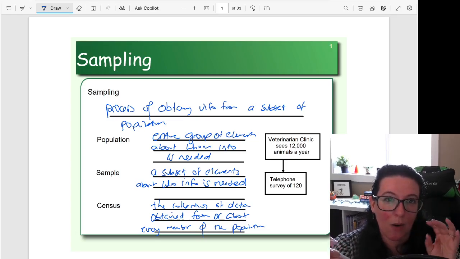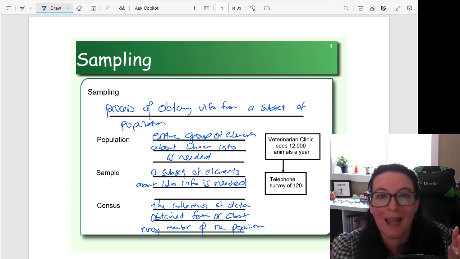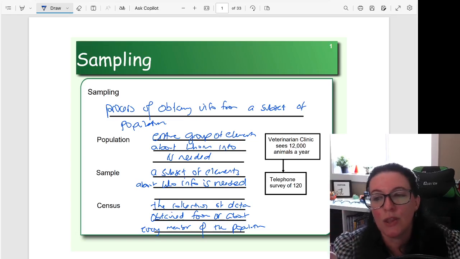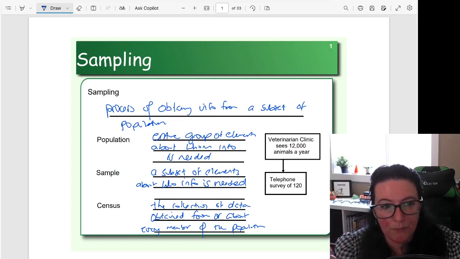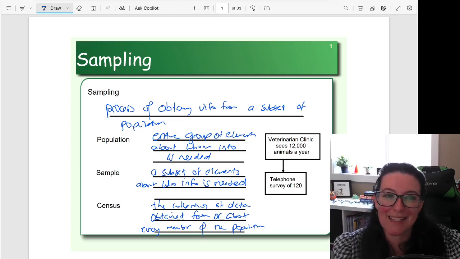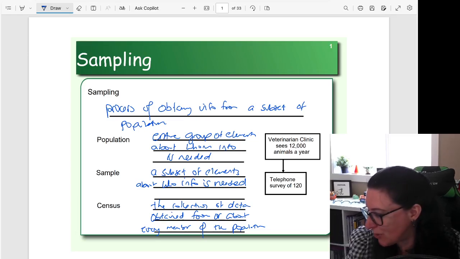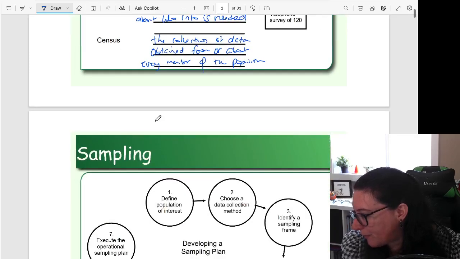Also, depending on how we do our sampling method, how we select people, that also might cause that sample to not match the population that we care about. So a census would be ideal. Talk to everybody who has the information you need, but it is very expensive to do so. So we collect a sample.